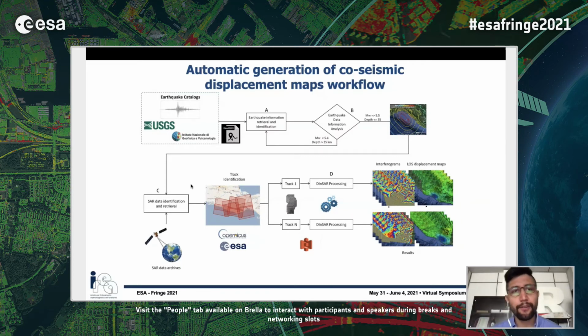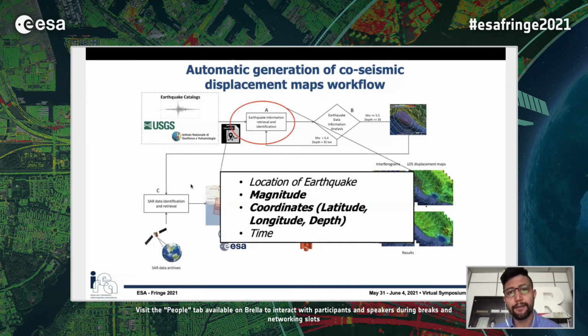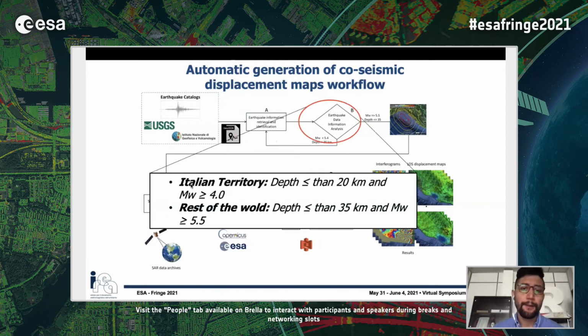We start to extract information, specifically the earthquake catalogs, using the USGS earthquake catalog and also the Istituto Nazionale di Geofisica e Vulcanologia from here in Italy. Remember that we are working for the National Council of Research in Italy, so we are specifically studying earthquakes in Italian territory. We extract information related to earthquake location, magnitude, coordinates (latitude, longitude, and depth), and also the time. The time is very important for selecting the images in an automatic way, which I will explain after. So the first filter is extracting information related to the earthquakes.